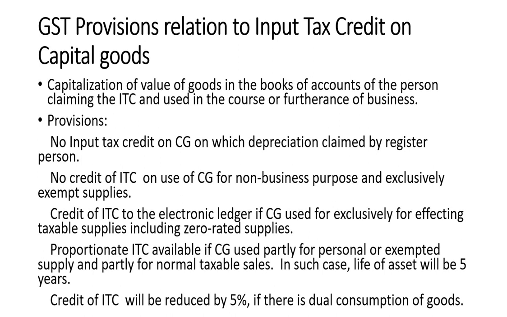When we look into the definition in section 2 subsection 19, which provides the meaning of capital goods, it refers to assets whose value is capitalized in the books of accounts of the person claiming the ITC, and which are used or intended to be used in the course or furtherance of the business. For example, if a person purchases machinery which is used in the manufacturing of goods, in such case it can be considered as capital goods.